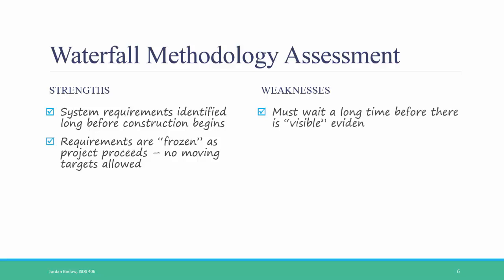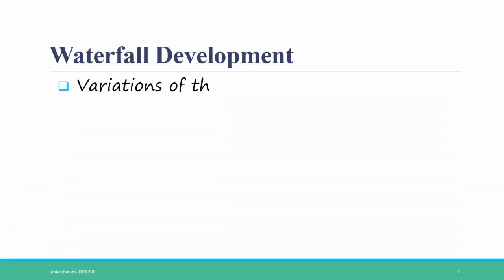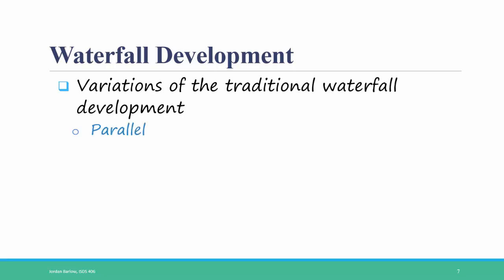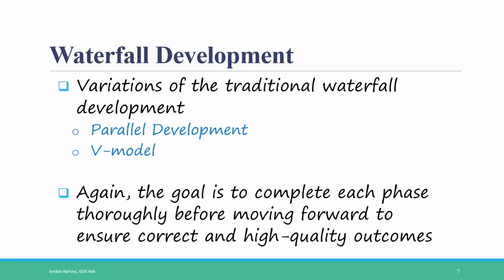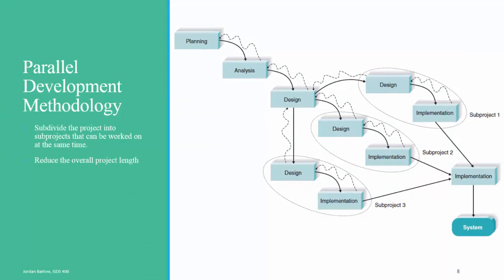Obviously, there are some weaknesses as well. First, you must wait a long time before there is visible evidence of the new system, and it takes a long time from the start of the project until things are done. Now, while waterfall is the most traditional method, it's rare today to see an organization that uses only the strict waterfall methodology across all of its projects. There are some variations of the traditional waterfall development, such as the parallel development and the V model. Again, the goal here still is to complete each phase thoroughly before moving forward to ensure that you have correct and high-quality outcomes.